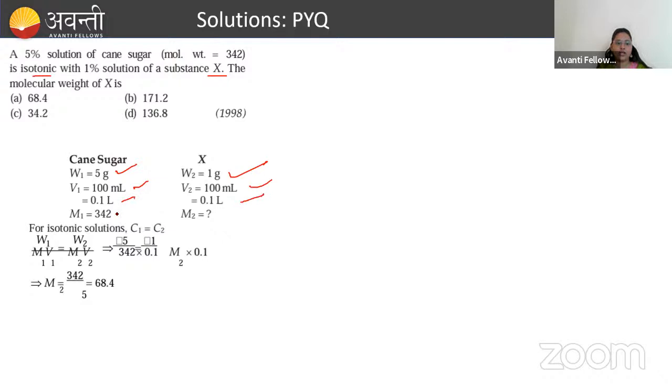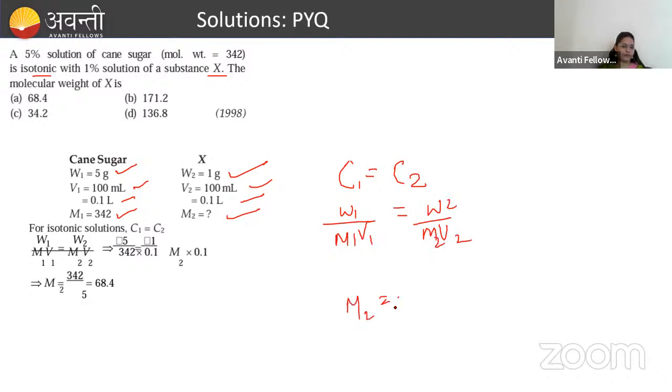मॉलिक्यूलर वेट हमको केन शुगर का कैलकुलेट करके दिया हुआ है, 342. दूसरे का मुझे पूछा है. So for isotonic solution concentrations are what? Same. So just use this formula. Okay, weight upon molecular weight into volume is equal to weight upon molecular weight into volume. So w1 by M1 V1 equals w2 by M2 V2, calculate करो, आपको M2 की वैल्यू मिल जाएगी. Okay, and that is our 68.4. Very good question, right? Good question.